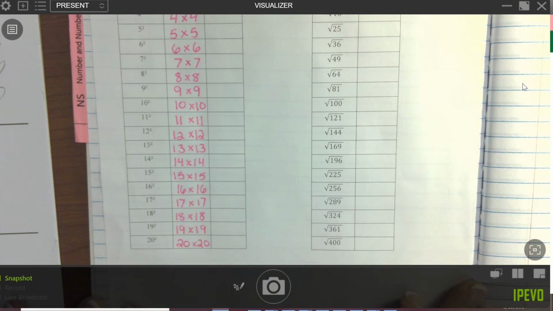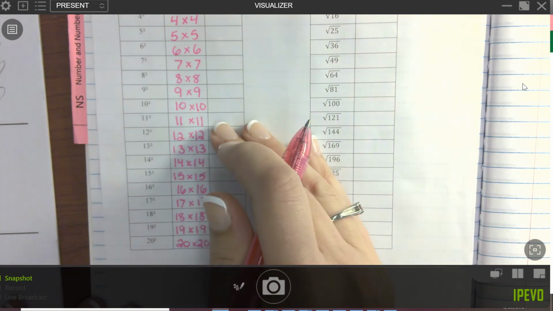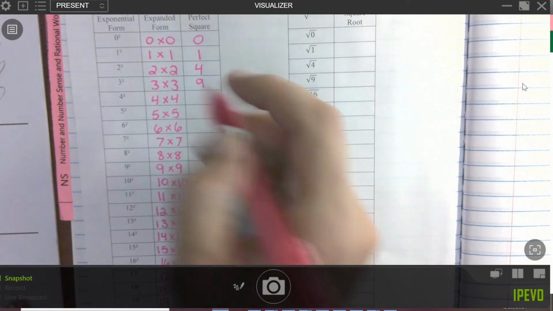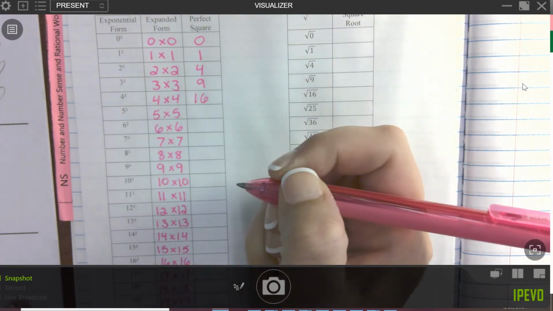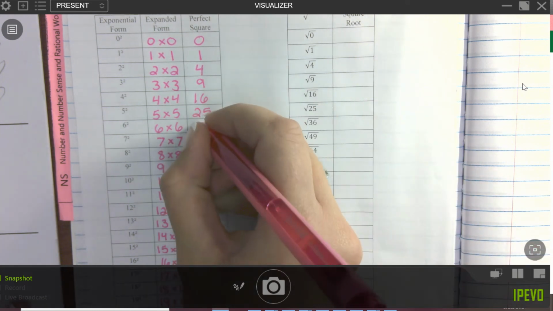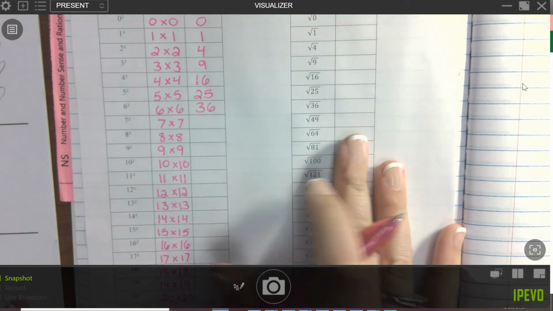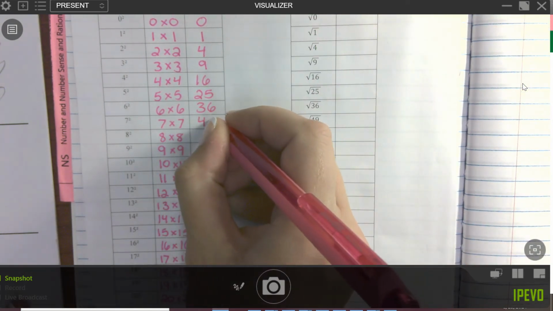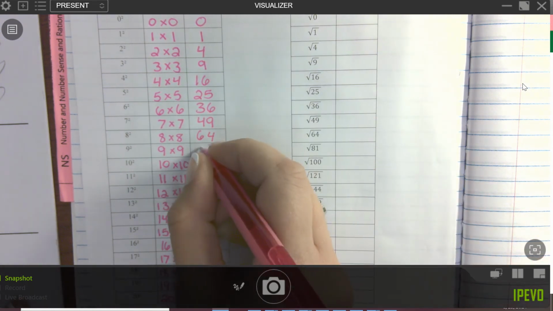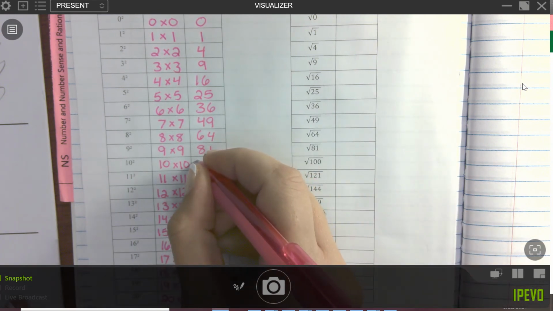All right, so now that we have everything written out in expanded form, you can probably do through 10 without Desmos. So we'll go ahead and do that. 4 times 4, that would be 16. 5 times 5, 25. 6 times 6, 36. Some of these we did with our daily challenges. 7 times 7, 49. 8 times 8 would be 64. 9 times 9, 81, and 10 times 10 would give me 100.